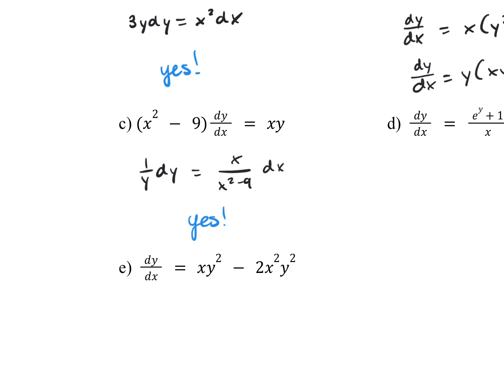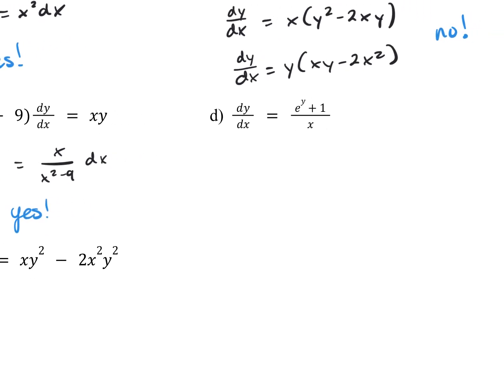All right, looking at example 4, or part D. Here we have a function of y and a function of x, the ratio of these two separate functions. So here we can keep the 1 over x here and move this to this side. So on the right side, it'll be 1 over x dx, and then we can take e to the y plus 1 and divide it over to the left side. So 1 over e to the y plus 1 dy. So you can see that, yes, this one is also separable.